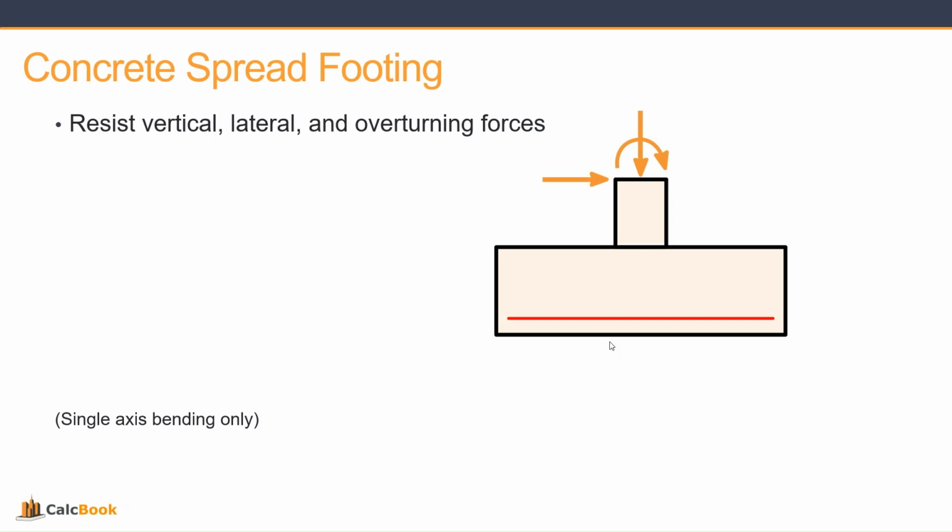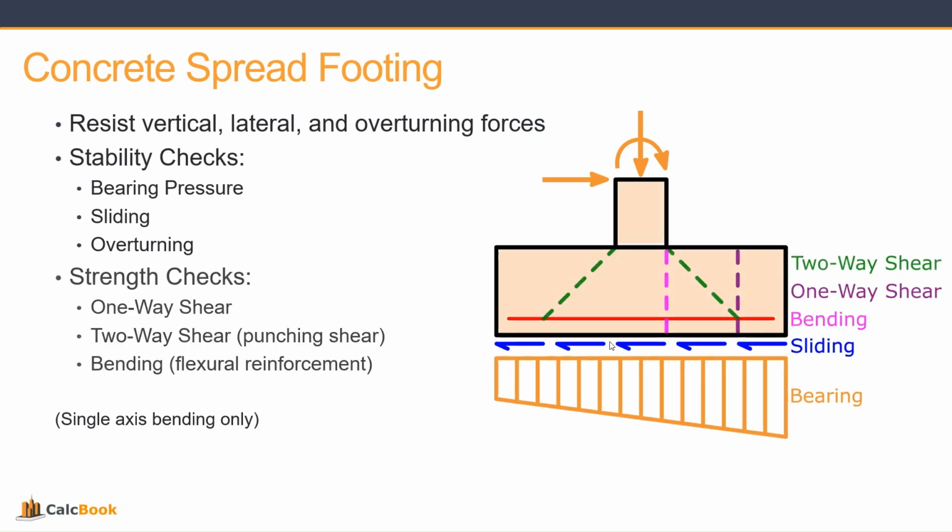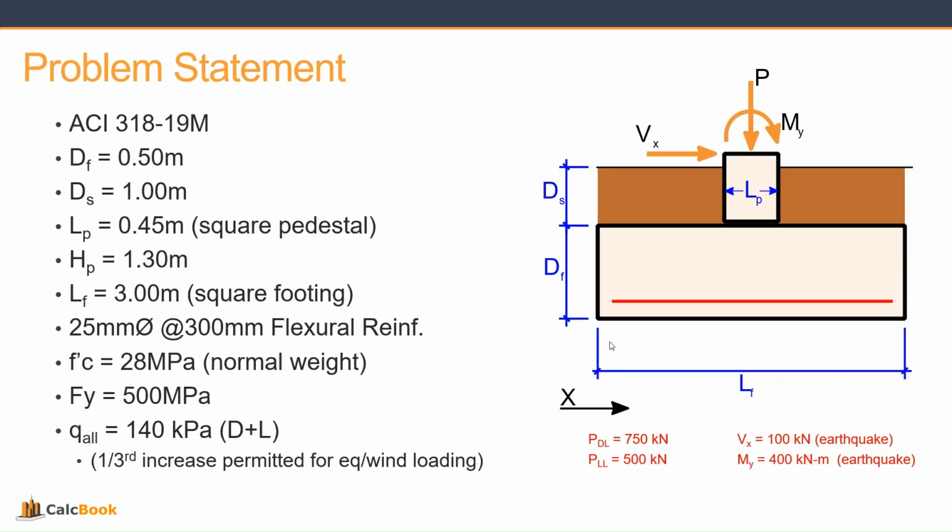Just as a quick refresher, our spread footings can resist vertical, lateral, and overturning forces. And CalcBook will do two sets of checks. We'll do the stability checks: bearing pressure, sliding, and overturning. And then our strength checks: one-way shear, two-way shear, also called punching shear, and then bending for our flexural reinforcement. And this is for single-axis bending only. So if you have biaxial bending, you can do it in both directions separately or just choose the critical case.